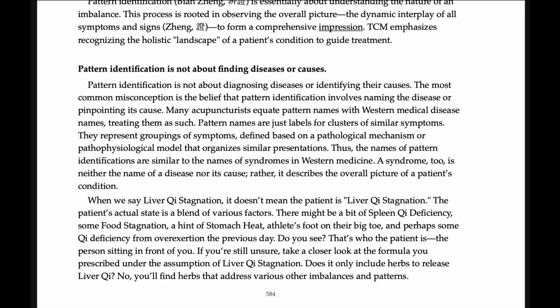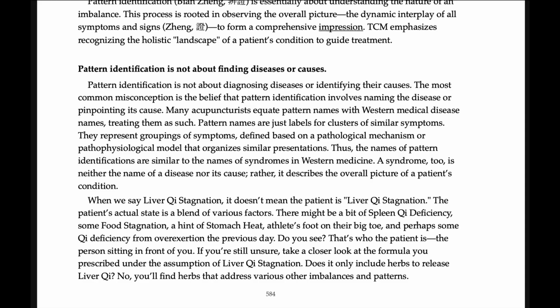Pattern names are just labels for clusters of similar symptoms. They represent groupings of symptoms, defined based on a pathological mechanism or pathophysiological model that organizes similar presentations. Thus, the names of pattern identifications are similar to the names of syndromes in Western medicine. A syndrome, too, is neither the name of a disease nor its cause. Rather, it describes the overall picture of a patient's condition.